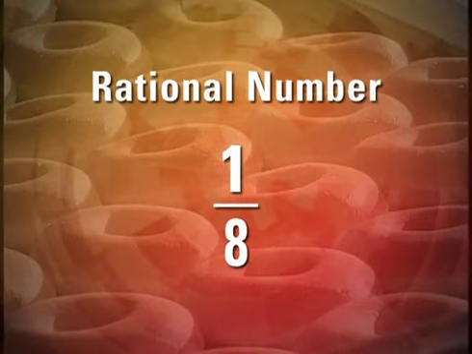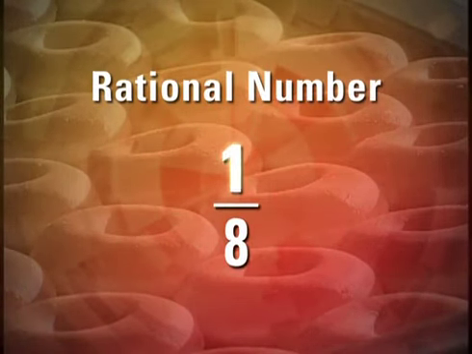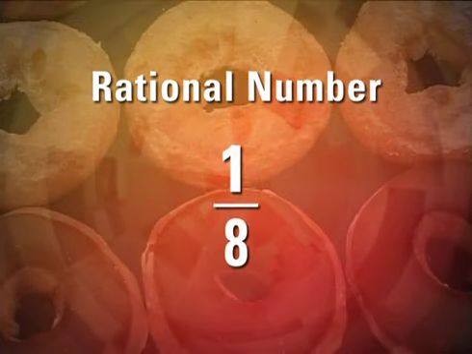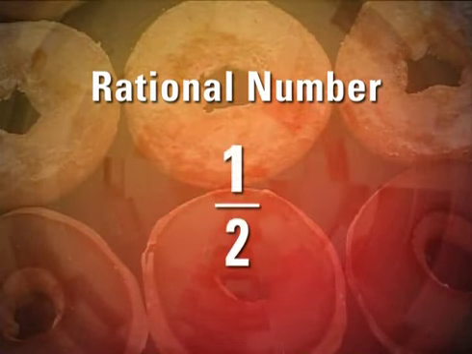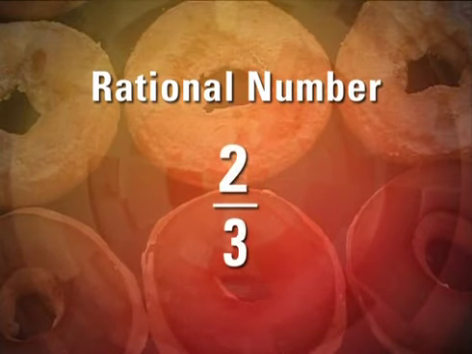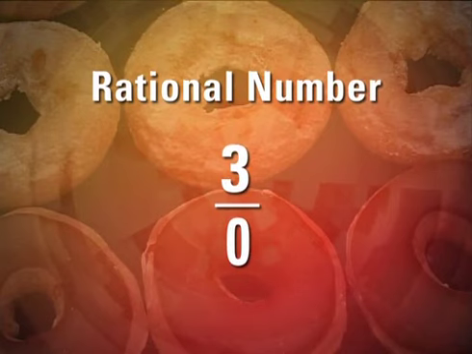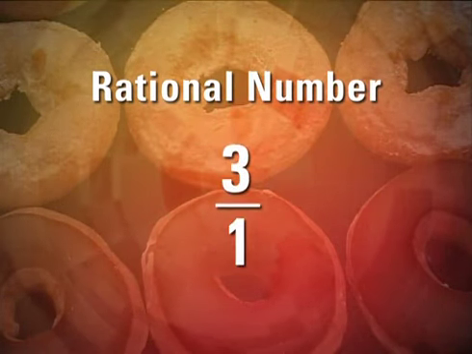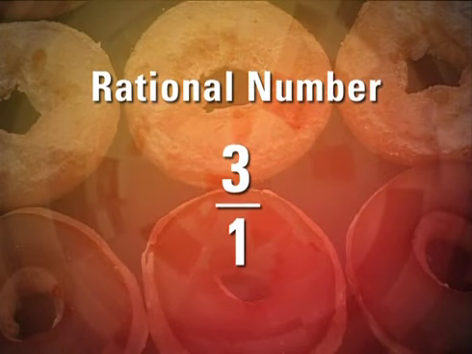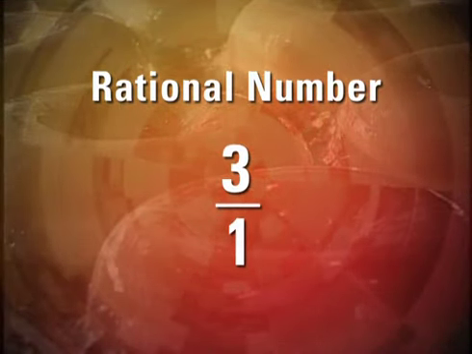A rational number is any number that can be expressed as a ratio of integers, a fraction in which the numerator and denominator are both integers. For example, 1/2 is a rational number, so is 2/3, 5/8, 7/16, but the denominator can never be 0. You can also say that any integer is a rational number because you can think of it as a ratio of integers, itself over 1.